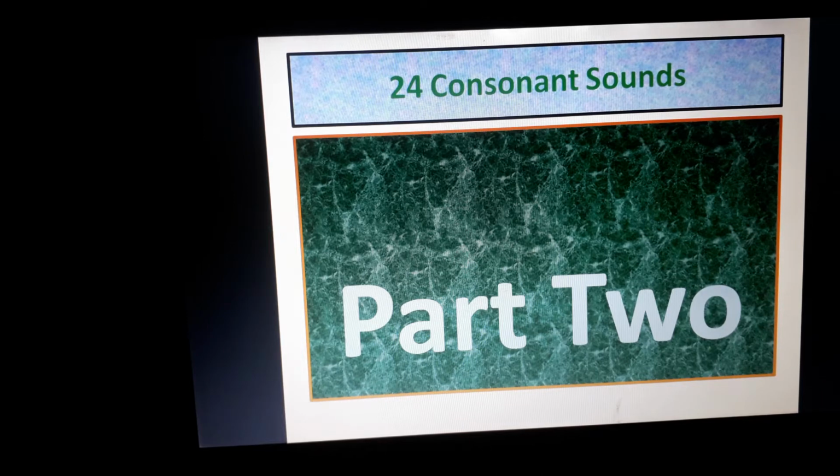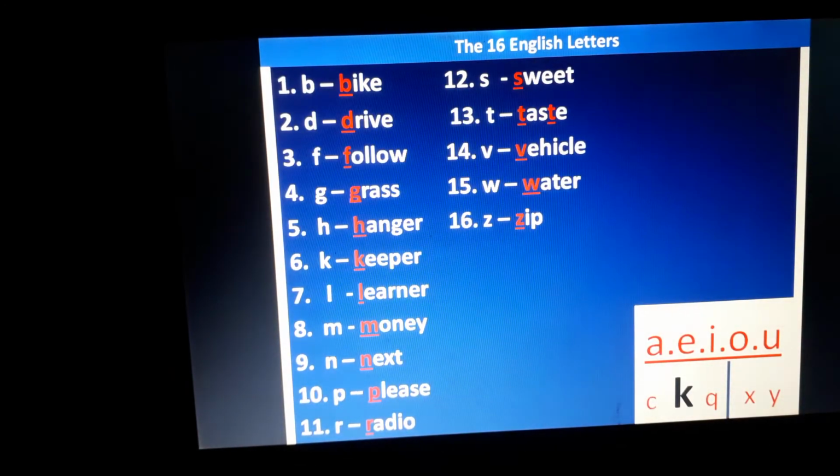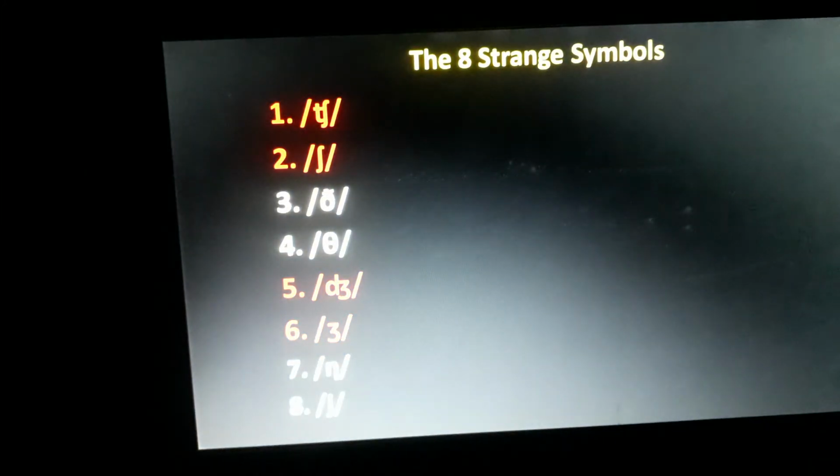Today we'll be wrapping up our lesson on the 24 consonant sounds. I promised I would provide examples for the 16 English letters that form the 24 consonant sounds, and here they are. So at your convenience, you can just go through them and master them. For today, we'll be looking at the 8 strange symbols that equally form the 24 consonant sounds.